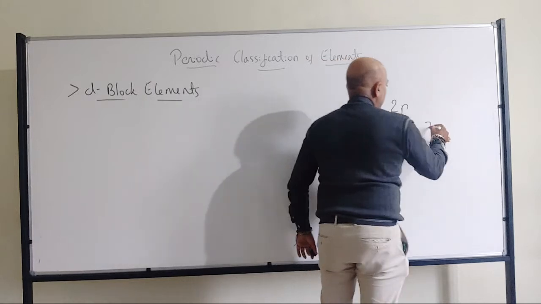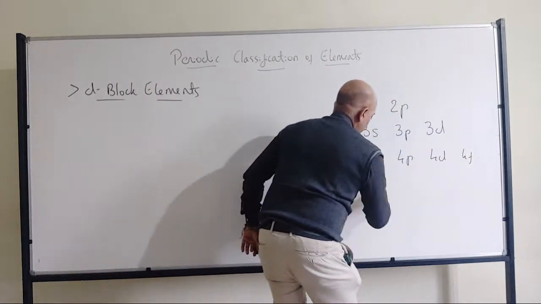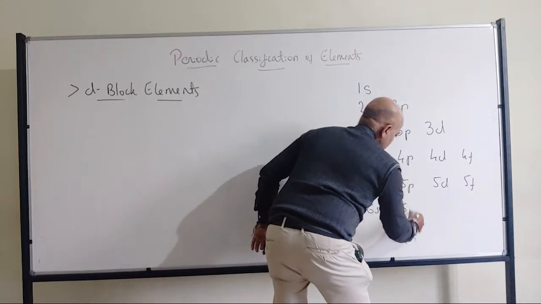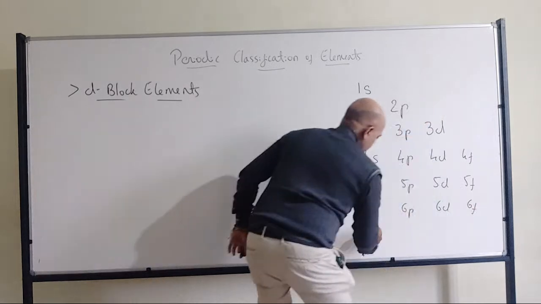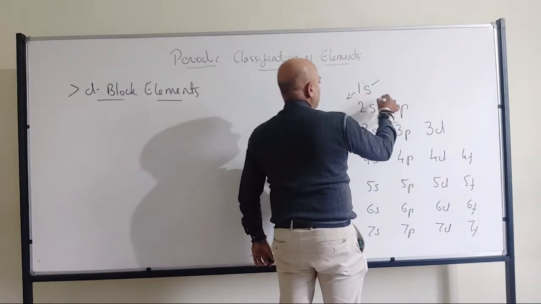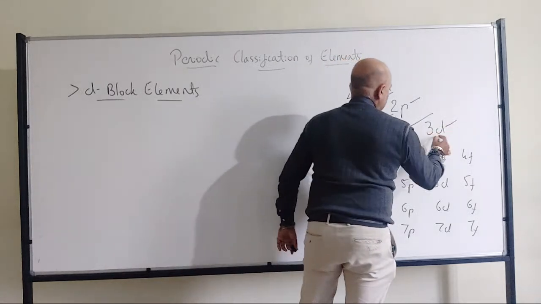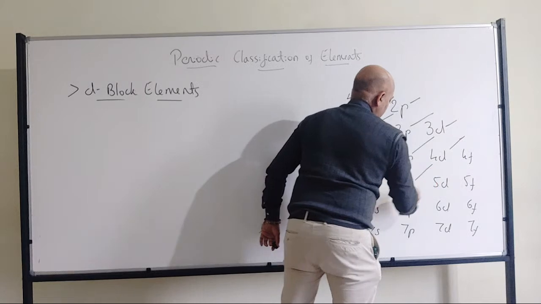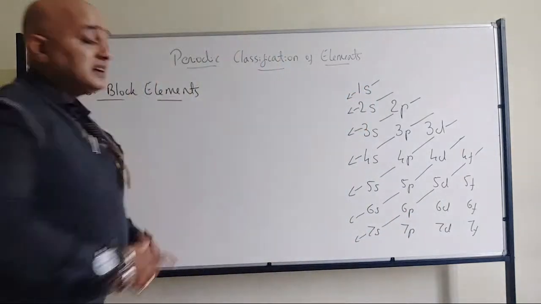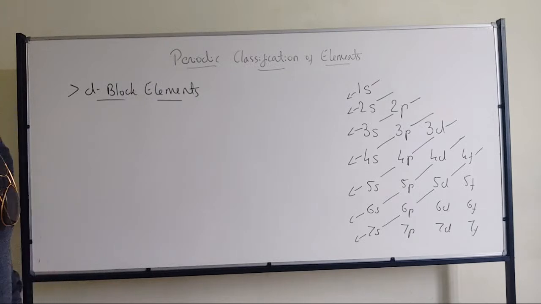3s, 3p, 3d, 4s, 4p, 4d, 4f, 5s, 5p, 5d, 5f, 6s, 6p, 6d, 6f, and finally 7s, 7p, 7d, 7f. So electrons first will enter into 1s, then 2s, then 2p, then 3s, then 3p, then 4s, then 3d, 4p, 5s, then 4d, 5p, 6s, then 4f, 5d, 6p, 7s. So like that, electrons will be getting filled from lower energy to higher energy.